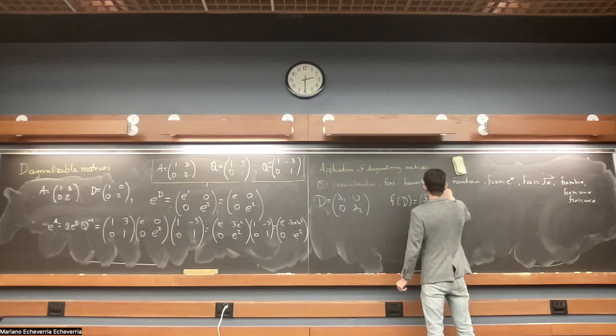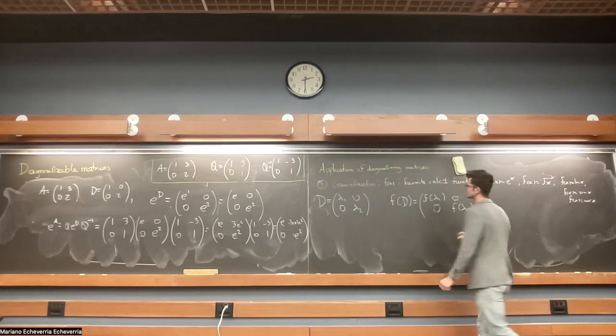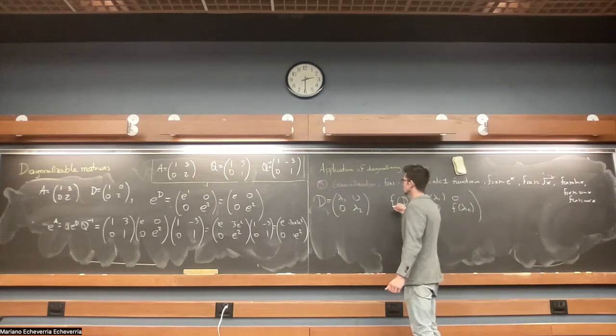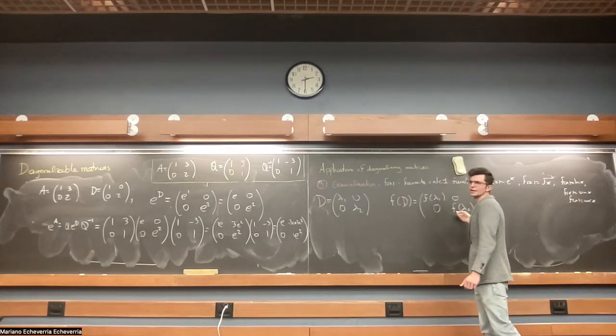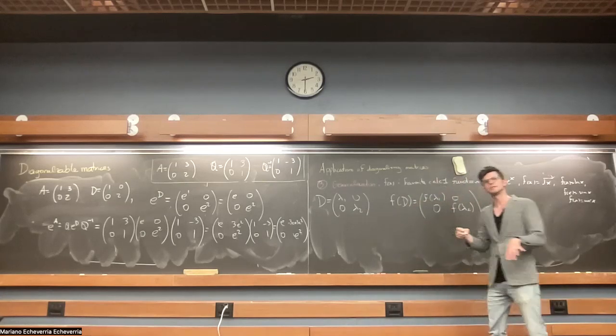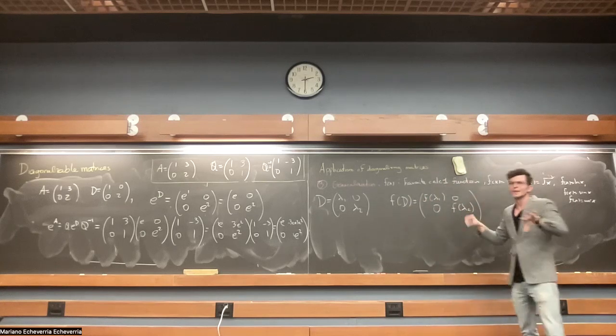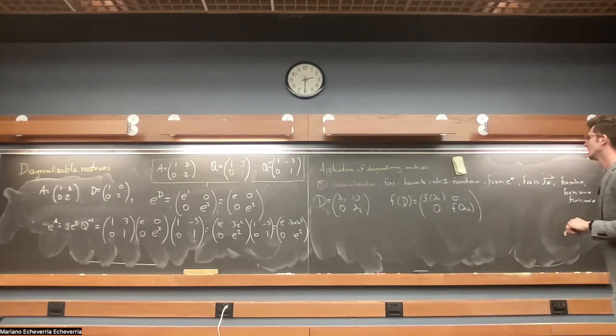So it's f of lambda 1, 0, 0, f of lambda 2. What I'm saying here is, if this were the cosine of D, it would be cosine of this entry, cosine of that entry. Or square root of D would be square root of that entry, square root of that entry. Obviously, that requires certain conditions. For example, for taking the square root, you need the entries to be non-negative. So assuming that you could evaluate it, then this is well defined.